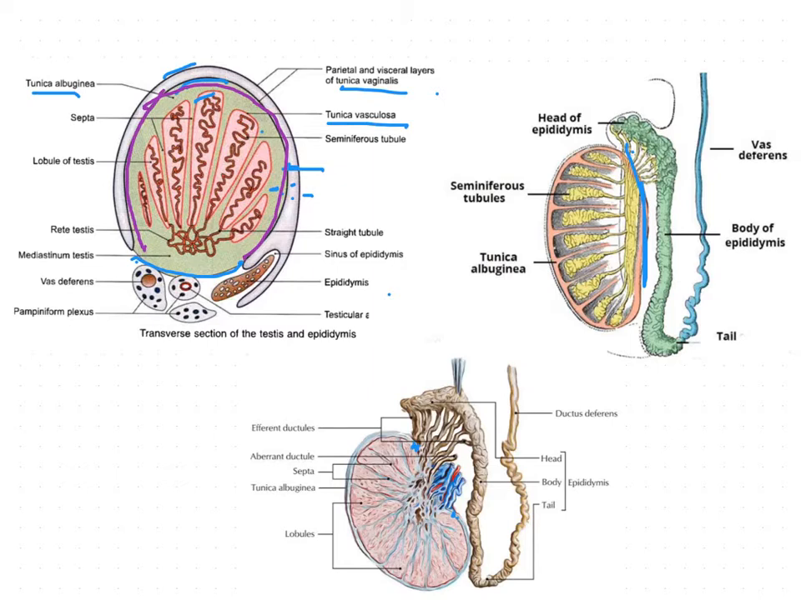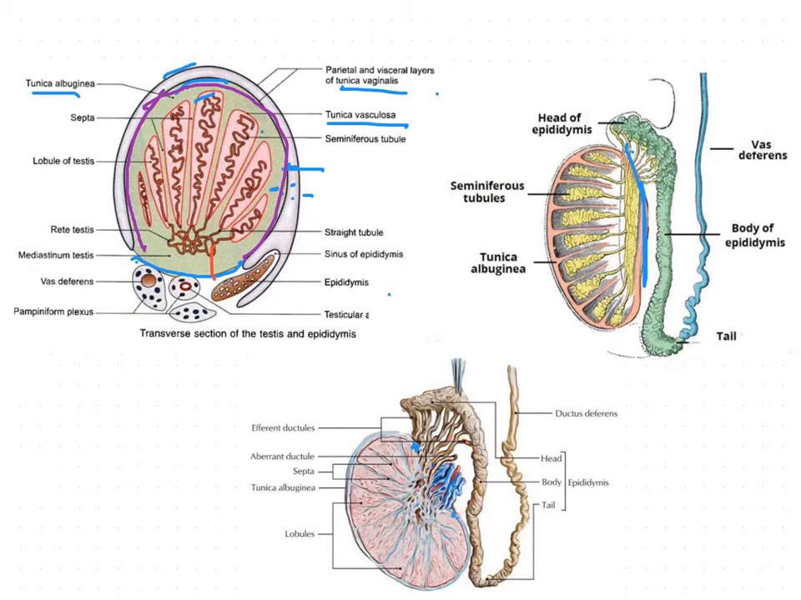Again, except at the posterior part. Why? Because here at the posterior aspect, you can find the testicular vessels and nerves entering into the gland. Here you can find this. So here the testicular vessels and nerves will enter into the gland. Okay. Yes. The posterior border of the tunica albugina.